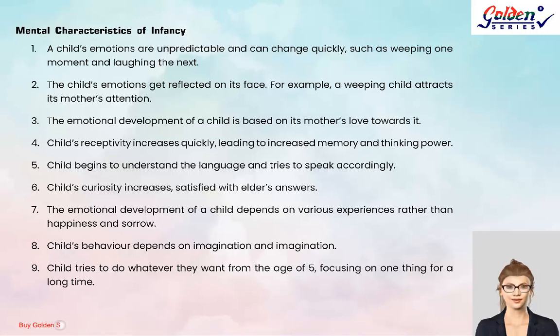4. Child's receptivity increases quickly, leading to increased memory and thinking power. 5. Child begins to understand the language and tries to speak accordingly. 6. Child's curiosity increases, satisfied with elders' answers. 7. The emotional development of a child depends on various experiences rather than happiness and sorrow. 8. Child's behavior depends on imagination. 9. Child tries to do whatever they want from the age of 5, focusing on one thing for a long time.